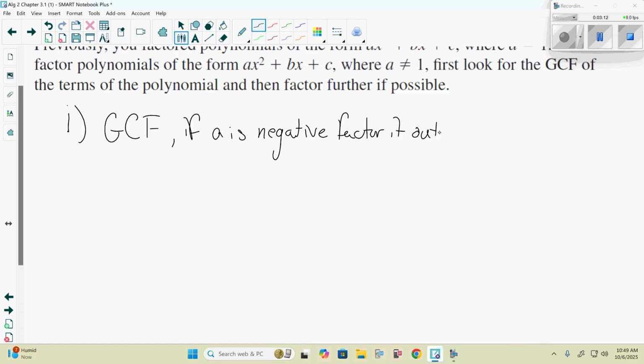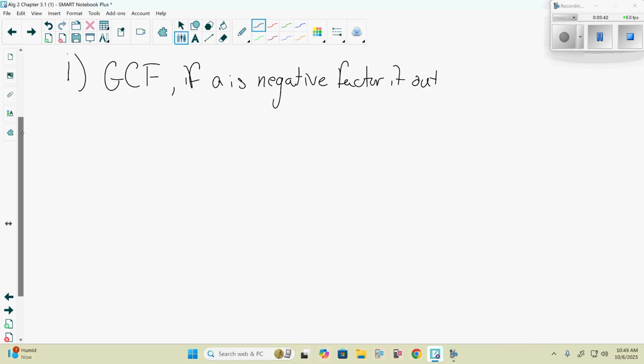If a is negative, factor out the negative. Because we really want to get rid of any common factors across all three terms. We want to pull it out. We want to factor it out. And we want to make sure that the first term, a, is positive. It's going to make things a lot nicer and a lot easier. So the first thing we do when factoring is to find the greatest common factor.